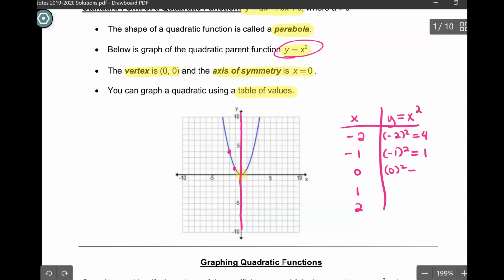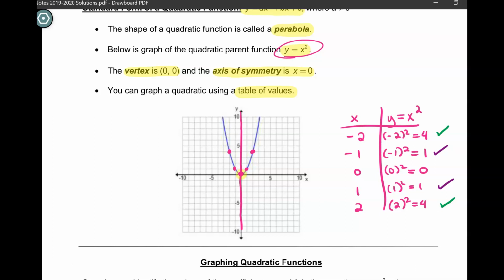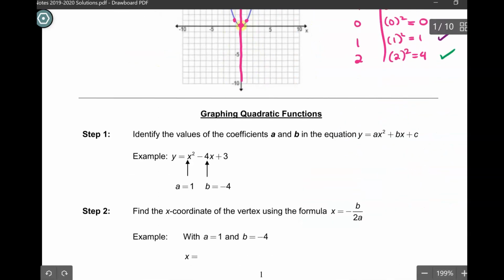0, 0. So of course when I square 0, I get 0. That was my vertex. When I square 1, I get 1. So 1, 1. And when I square 2, I get 4. Notice what I got here, the y value, I got here. And then that vertex is right in the middle. So when we create our table of values, I'm going to be very particular with how I want you to set it up.